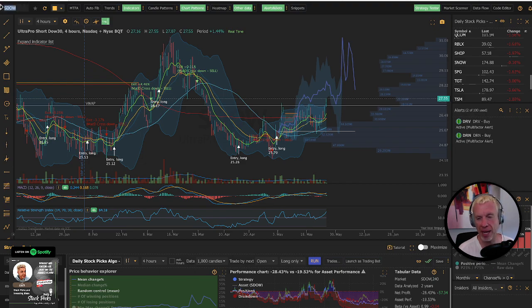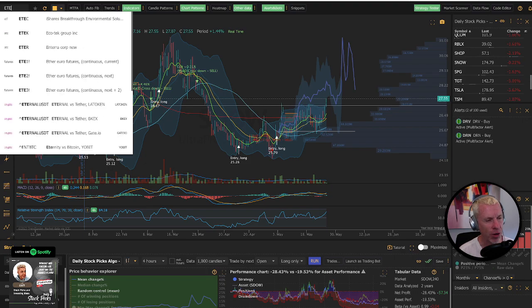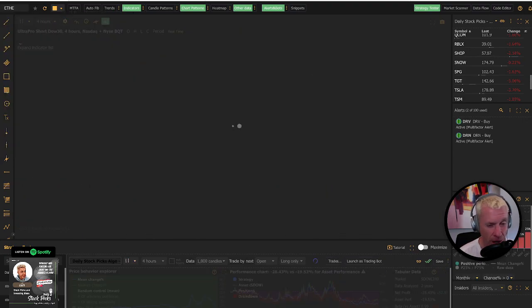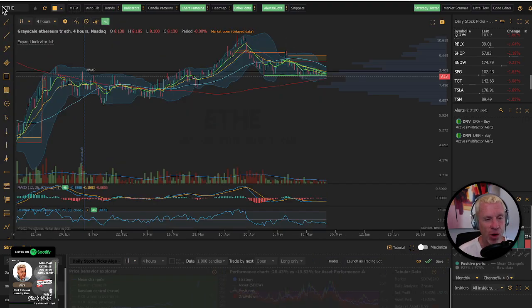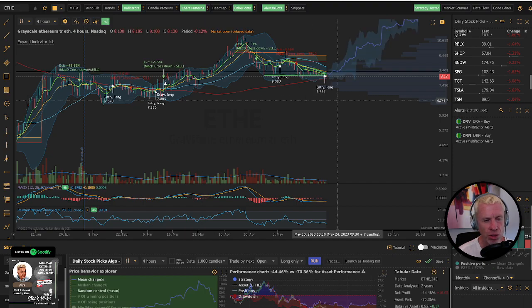In the crypto space, ETHE, Grayscale Ethereum Trust, had a cross up. $8.28 was the cross up. You're trading at $8.11. It's down. I'm not crazy about this one.